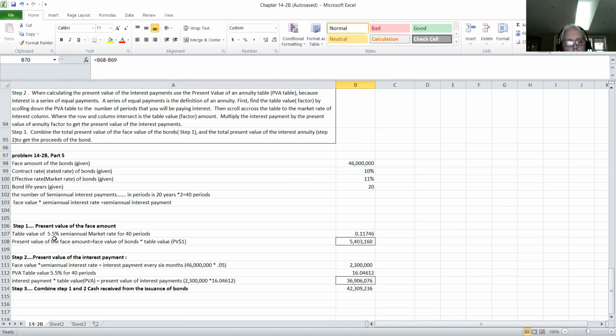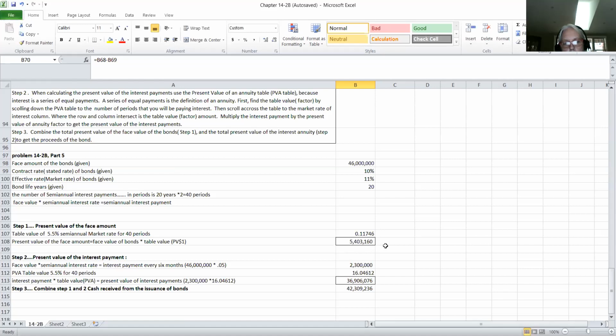The table value is going to be 5.5%. That's the semi-annual market rate, and it's going to be for 40 periods. You're going to look this up on the present value of the dollar table. This is the table value amount that you will find. That amount is going to be multiplied by the face value of the bonds to get the present value of the face amount of the bonds. This is step 1 right here, which has a box around it. It's in a box here.